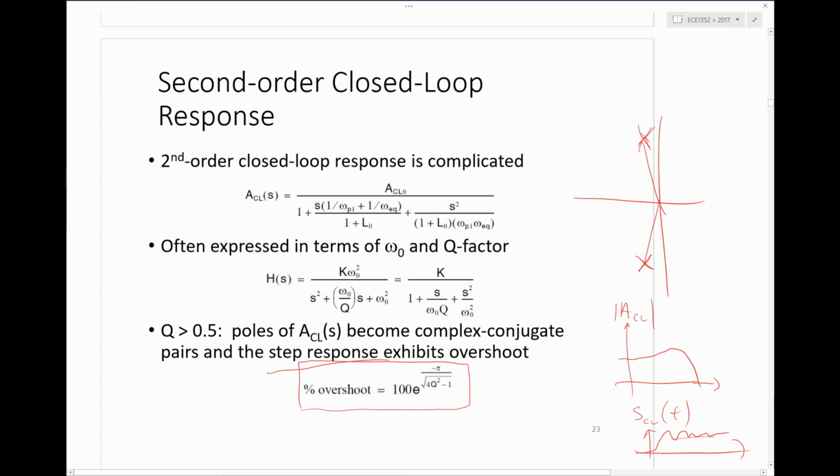And again, this will arise even if the loop is stable, even if you have some phase margin, but just not enough phase margin. You'll get complex conjugate poles and you'll get this ringing in the step response.